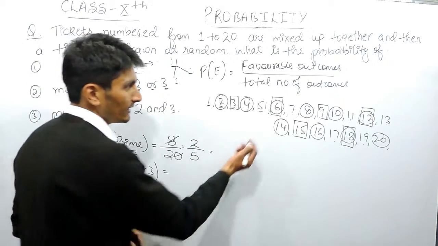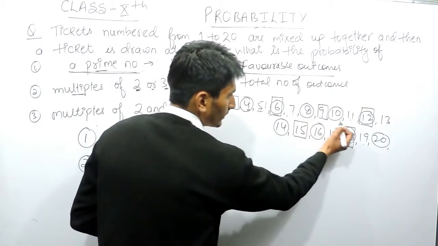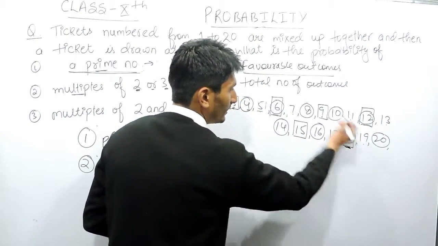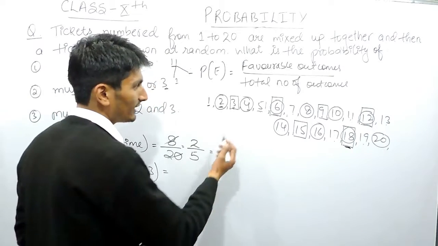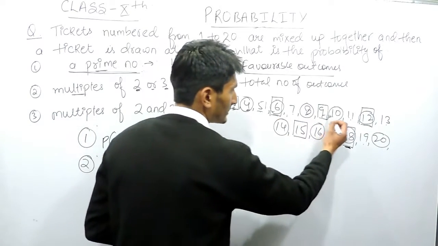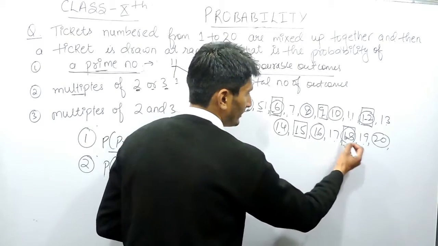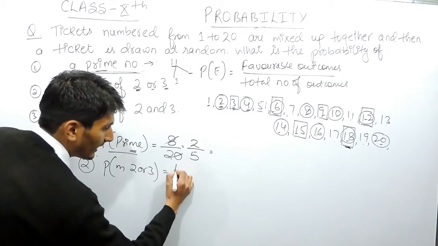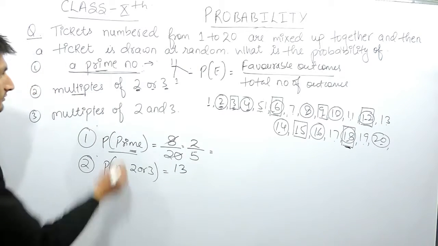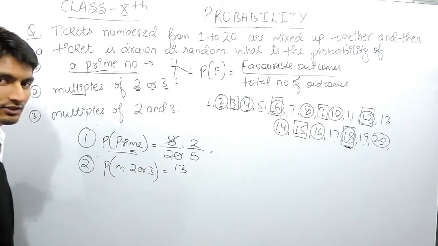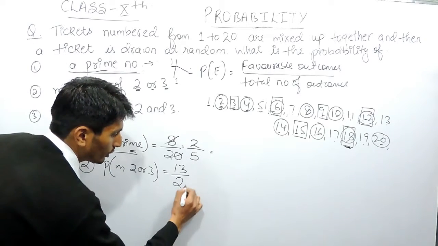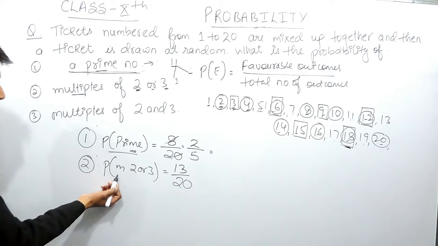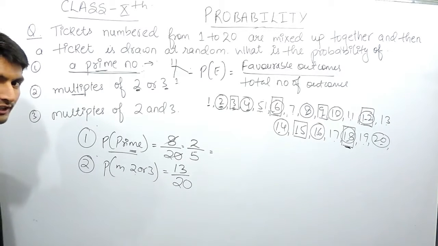So in this case, these three numbers are common in both the cases. So we'll count 1, 2, 3, 4, 5, 6, 7, 8, 9, 10, 11, 12 and 13. So in this case, there are 13 favorable outcomes when we have to find for the multiple of 2 or 3, and there are a total number of outcomes as 20. So this is the probability for getting a multiple of 2 or 3.